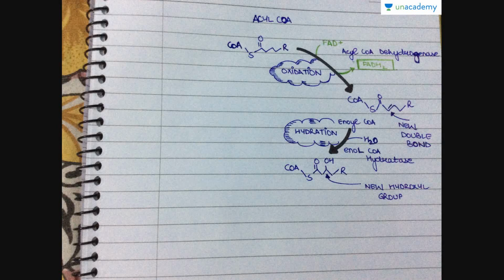For the next step, the enoyl coenzyme A so formed undergoes hydration. That means simply addition of water, H2O. Now, this takes place through the enzyme known as enoyl-CoA hydratase. And as such, the double bond breaks up, and OH and H are attached. So we can see the formation of a new hydroxyl group. So this is the second step, which is the hydration.